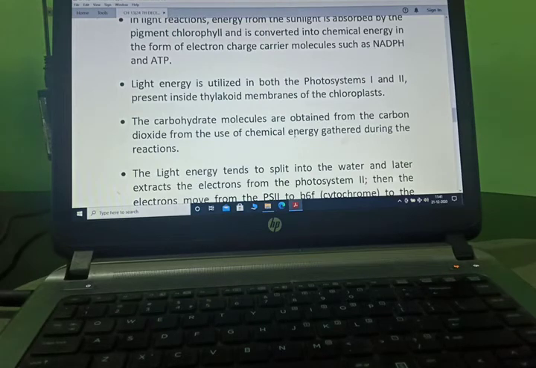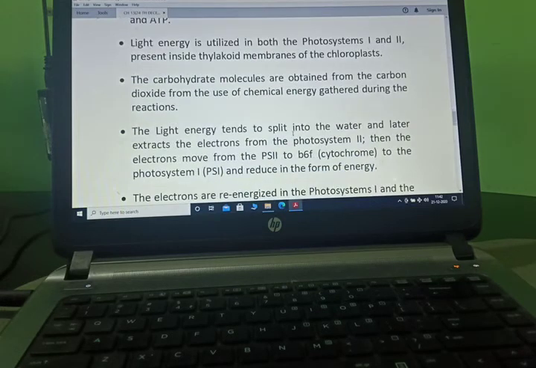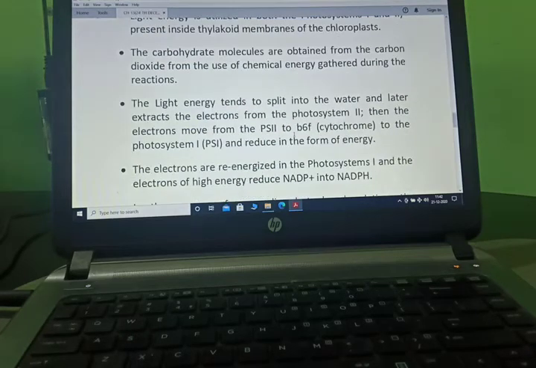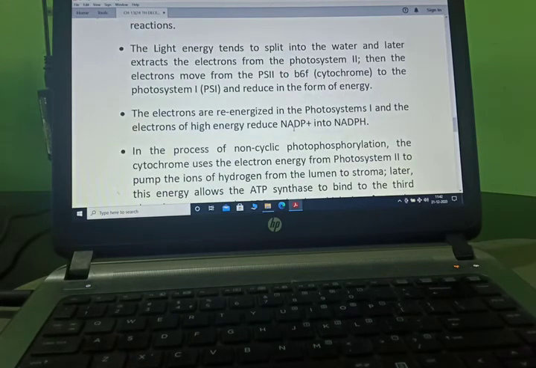Light energy is utilized in both the photosystems, that is 1 and 2, present inside the thylakoid membrane of the chloroplast. The carbohydrate molecules are obtained from carbon dioxide by the use of chemical energy gathered during the reaction. The light energy splits water and later extracts the electron from photosystem 2. Then the electron moves from PS2 to B6F, that is cytochrome F, to photosystem 1 and is reduced in the form of energy. The electrons are re-energized in photosystem 1 and electrons of high energy reduce NADP into NADPH.